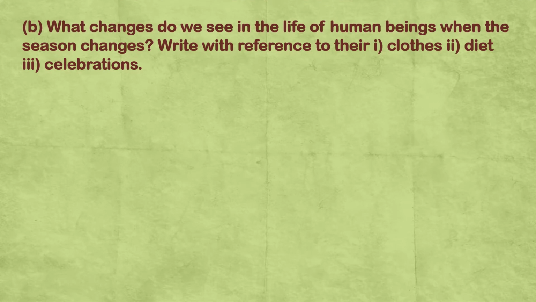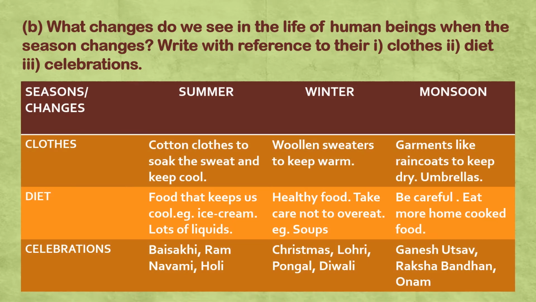What changes do we see in the life of human beings when the season changes? Now, with each season we get changes. So only write with reference to how clothes change, the diet or the food we eat change, and the celebrations change. Now, we have the 3 seasons here, the summer or the hot season, winter or the cold season, and monsoon or the rainy season. So the clothes, we wear cotton clothes to soak up the sweat and keep cool.